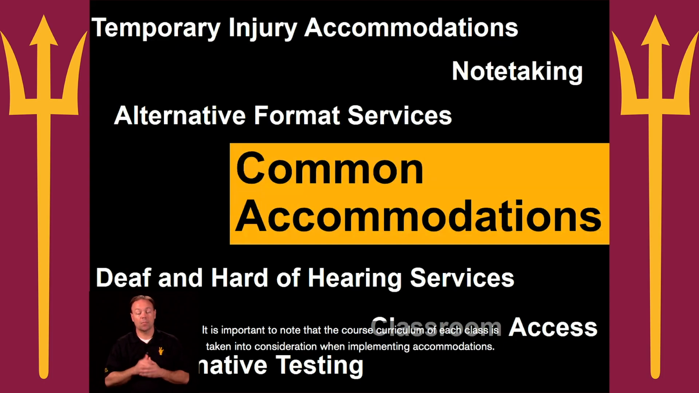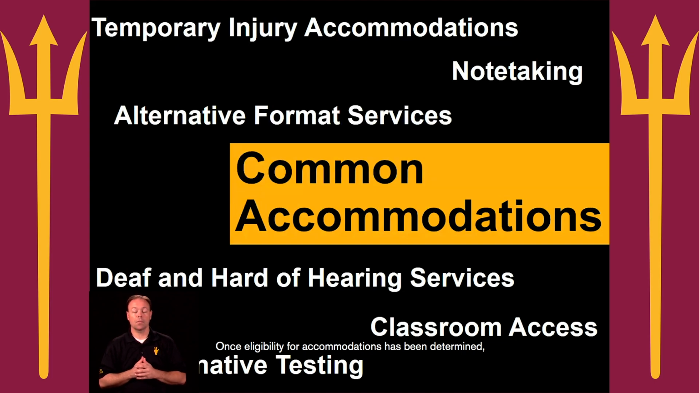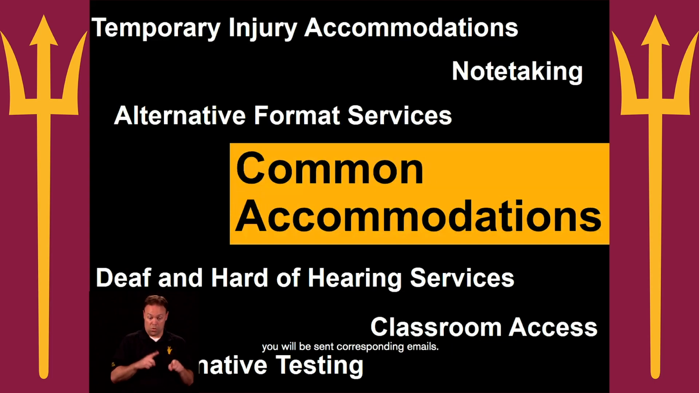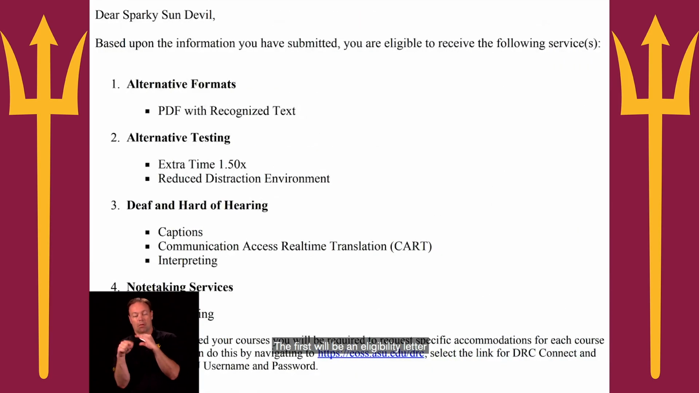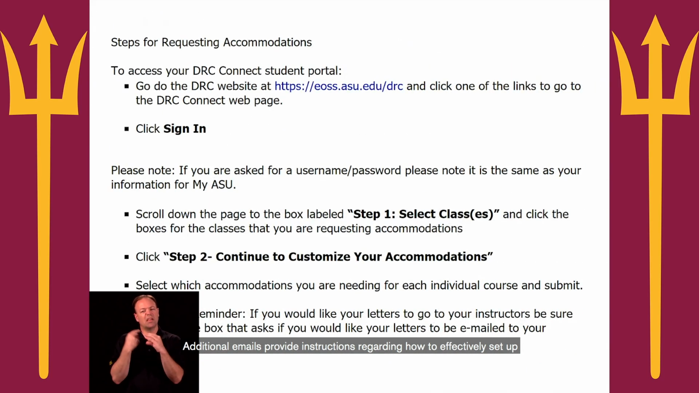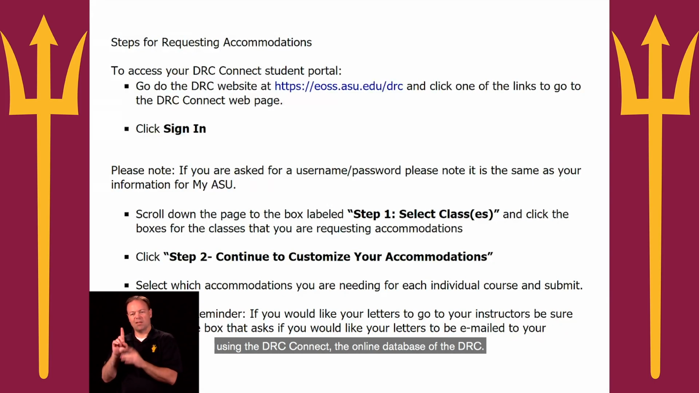It is important to note that the course curriculum of each class is taken into consideration when implementing accommodations. Once eligibility for accommodations has been determined, you will be sent corresponding emails. The first will be an eligibility letter summarizing the accommodations and next steps. Additional emails provide instructions regarding how to effectively set up the accommodations for each class each semester using the DRC Connect, the online database of the DRC.